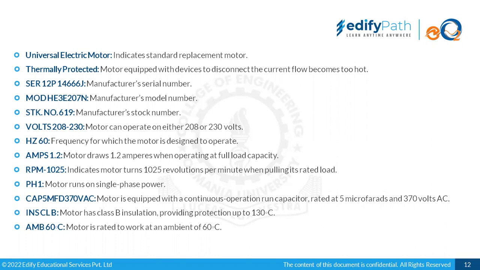So from the RPM we can generally find out how many poles the motor contains. We can easily find out how many poles are there for the motor by the rated RPM. PH1 means the motor runs on single phase. So whether the phase is single or three, depending upon that, we could find it out through this code.